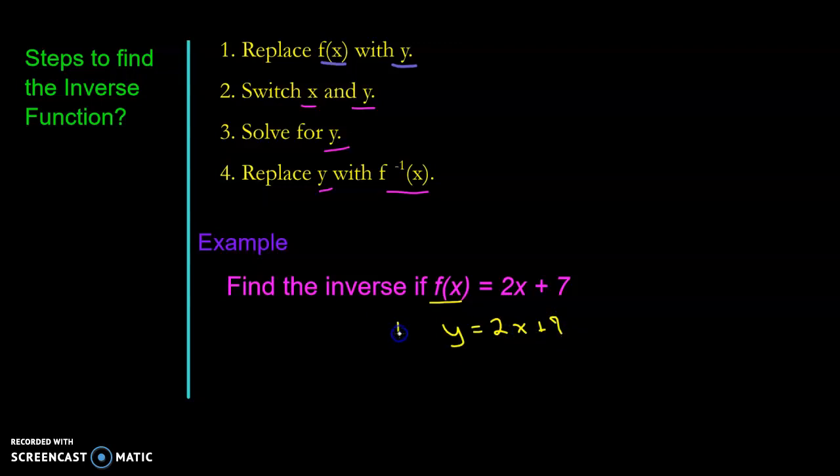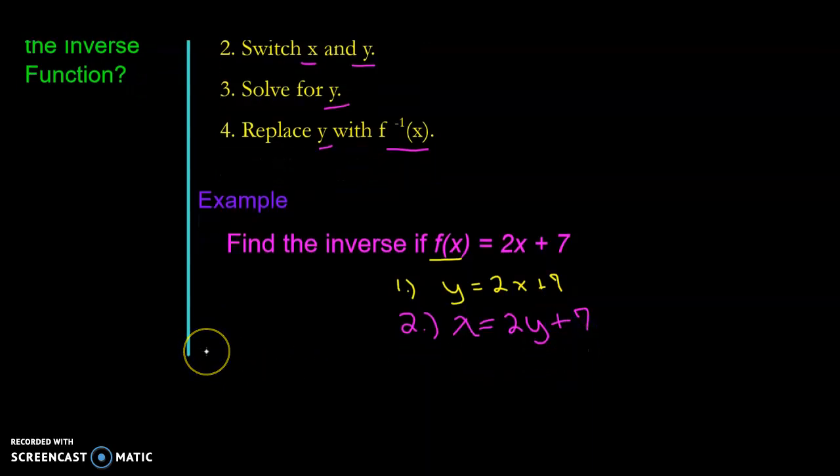That was my first step. Second step says to switch y and x. So now I'm on step number 2. Where there's y, I'm going to put x, and where there's x, I'm going to put a y. Everything else stays the same, all you're doing is switching your x and your y. Now the key is to solve for y. You want to leave y by itself. So first thing, we subtract 7 from both sides.